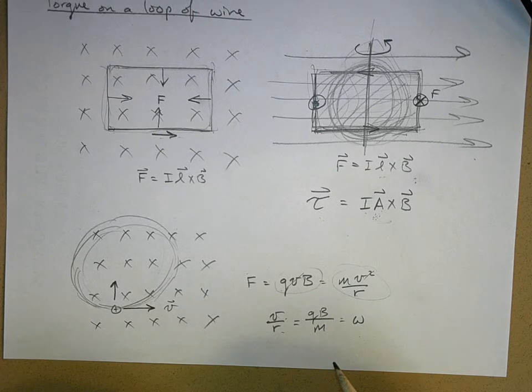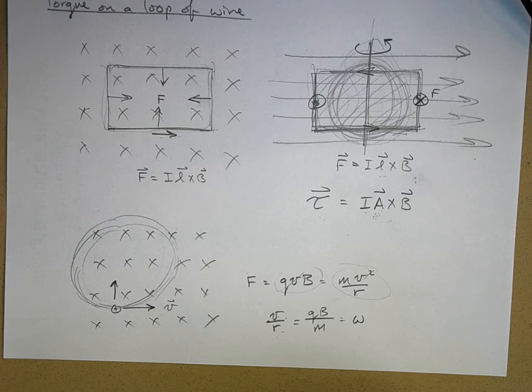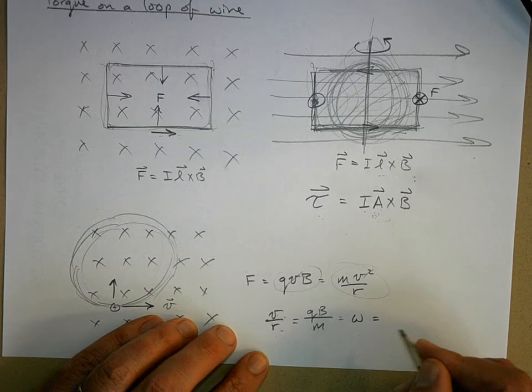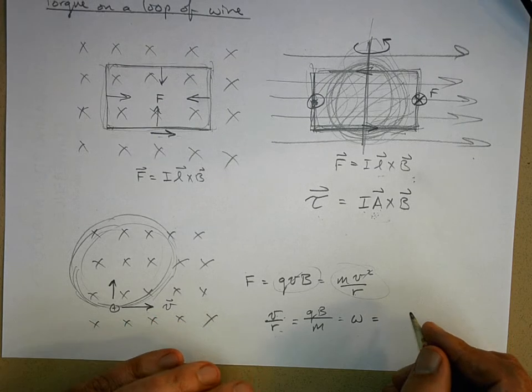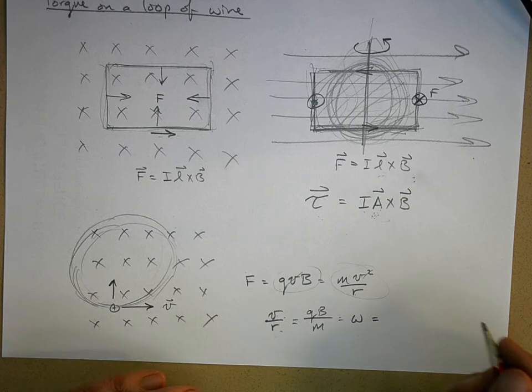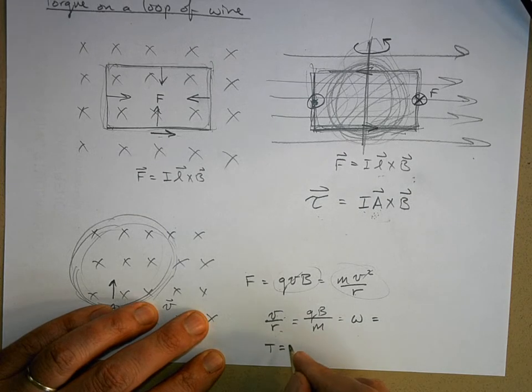cyclotron frequency, I think, or what was it called? Oh, the correct vocabulary. Cyclotron frequency. Well, there are these things called cyclotrons, so it's the cyclotron frequency. And of course, if you know that omega, from that you can get the period. And the period is always equal to 2 pi over the angular frequency.